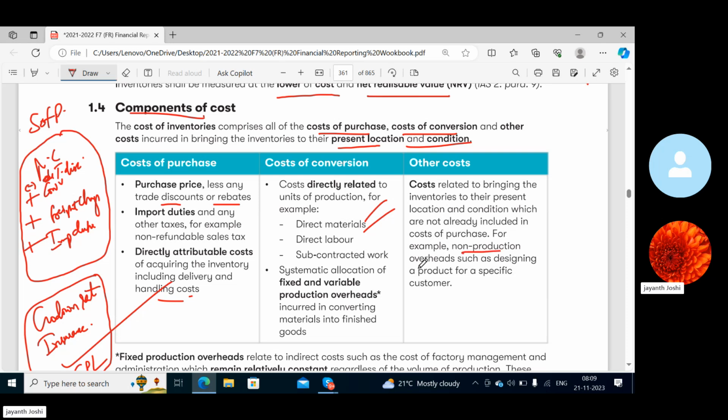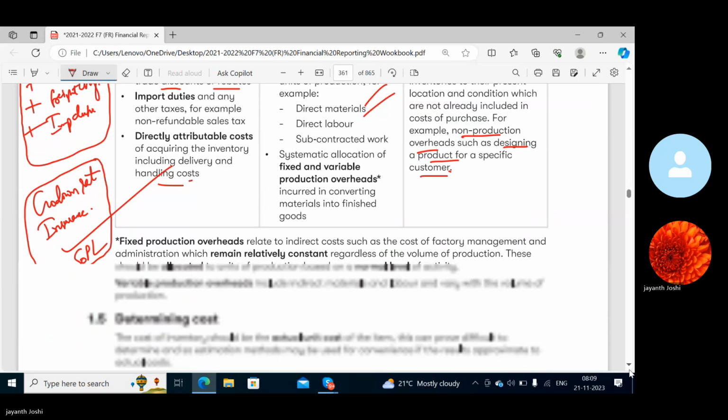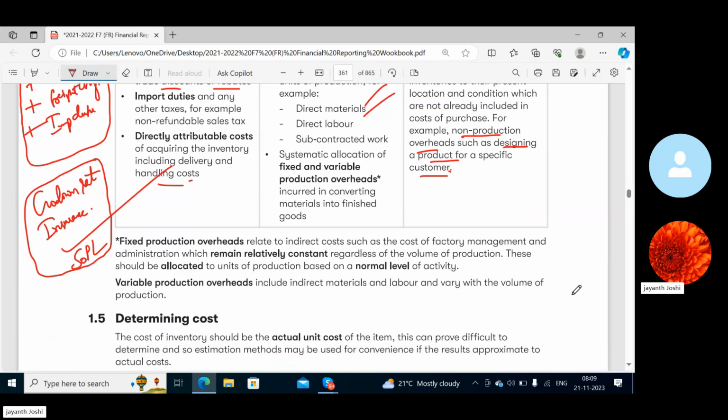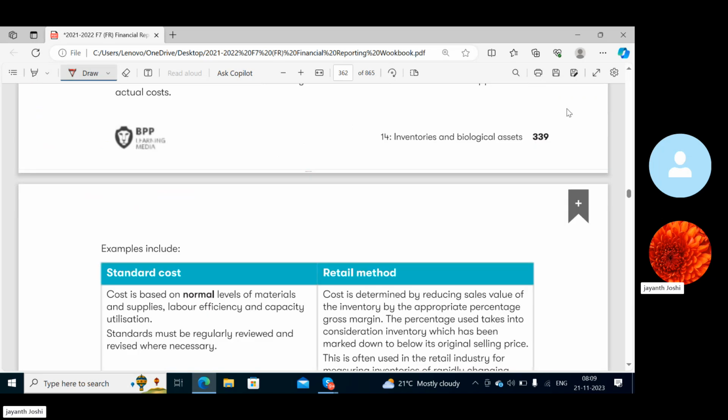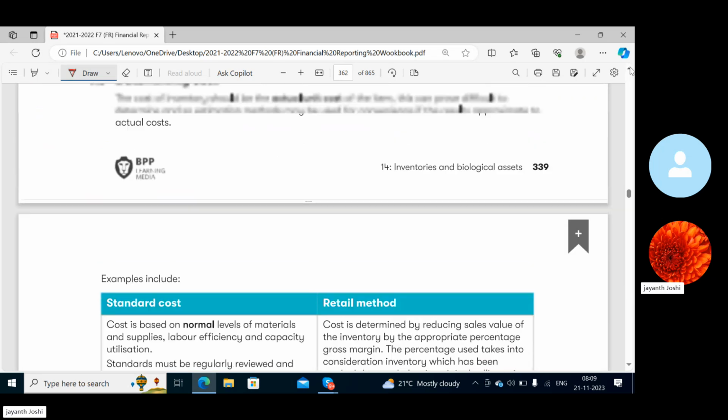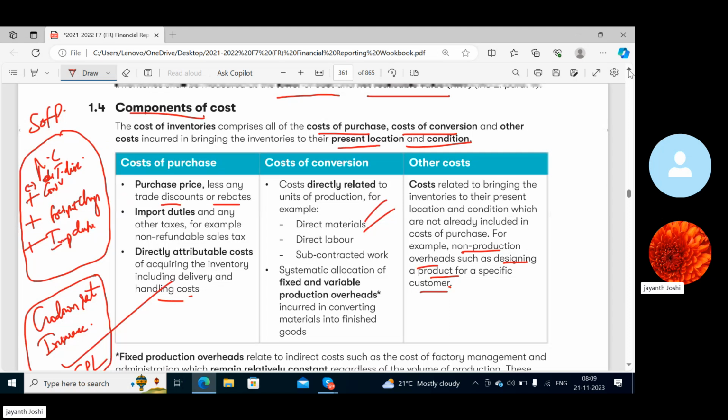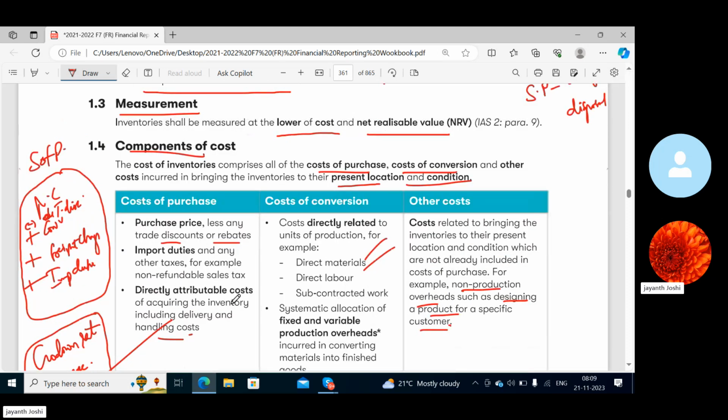For example, non-production overheads, like some designing of the product for some specific customer. Yes, and all this should also be added up. Okay. So whatever is directly attributable cost should be added up. Whatever you're spending on routine nature, you should be expensing. So I gave the examples of that. Isha, did you understand? Hello. Yes, sir.